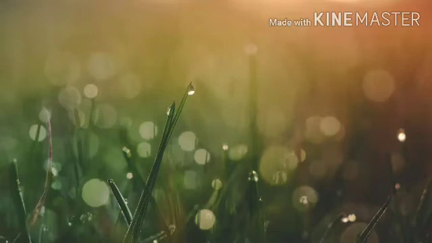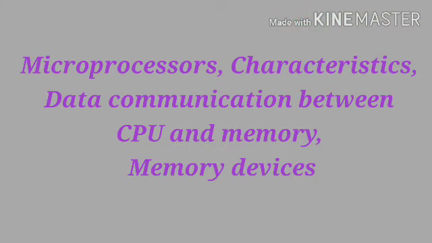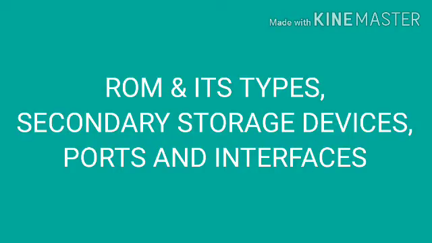In last class, we learnt about microprocessor and its types, and also discussed the characteristics of microprocessor and how data communicate between CPU and memory and their classifications, and also discussed the memory devices. Today, we are going to learn about ROM and its types, cache memory, and also secondary storage devices, and another one is ports and interfaces.